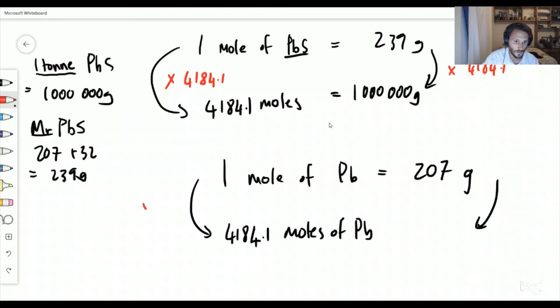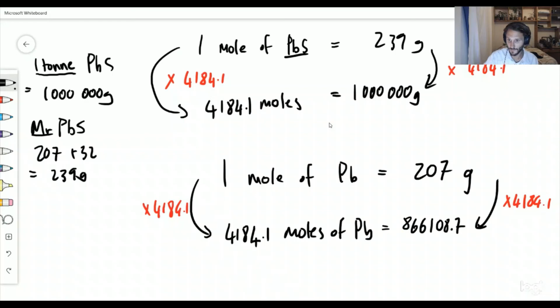How do we do that? Well, obviously it's going to be times 4184.1. Do the same to the other side, times 4184.1. Crunch it in your calculator. Do it faster than me. Times 4184.1. Oh, there it is, an enormous amount of grams: 866,108.7 grams. Beautiful. That's the answer.